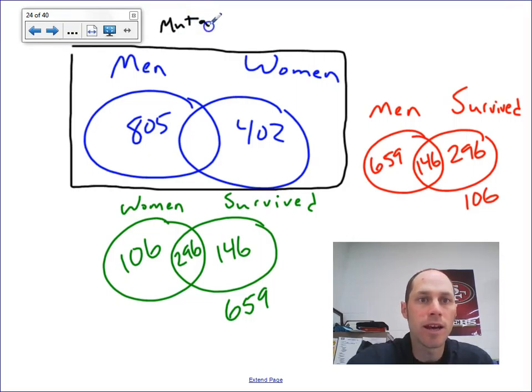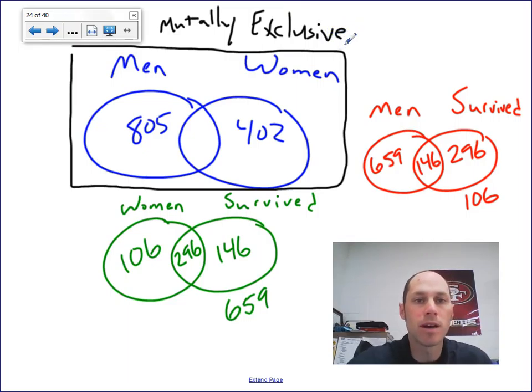And here with the Venn diagram, it's easy to see what mutually exclusive is. We've got two categories where there's no overlap. It's either one or the other. If we're looking at conditional statements, we could say that 805 out of the 1207 total were men, or 402 out of the 1207 were women.